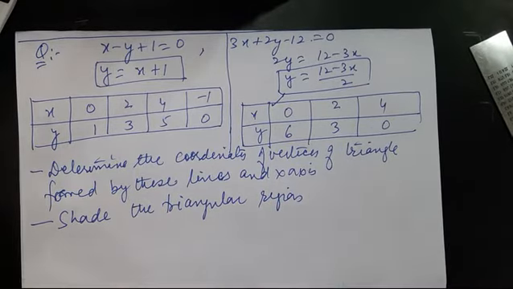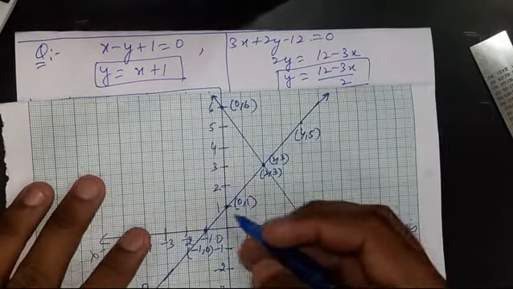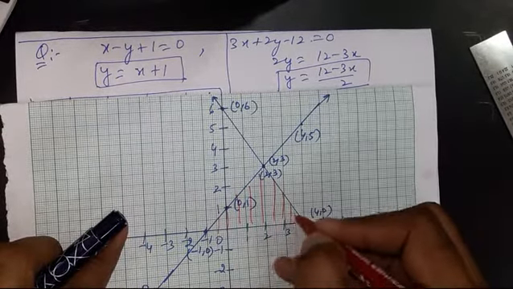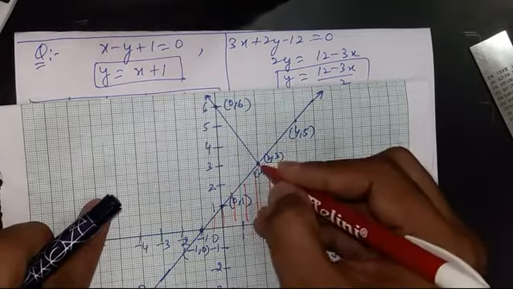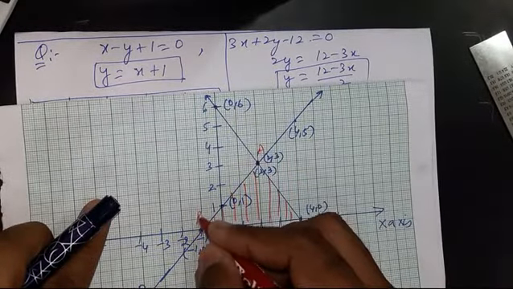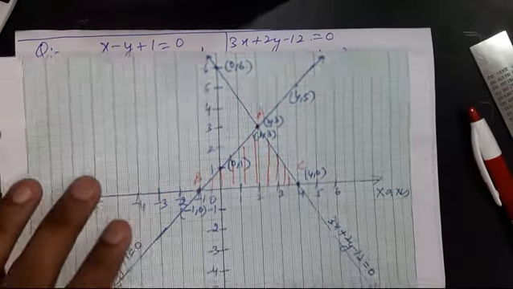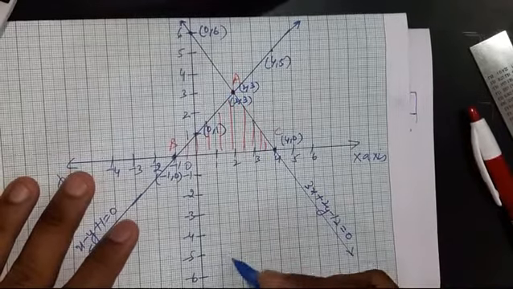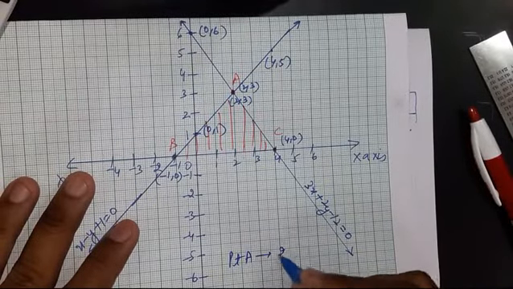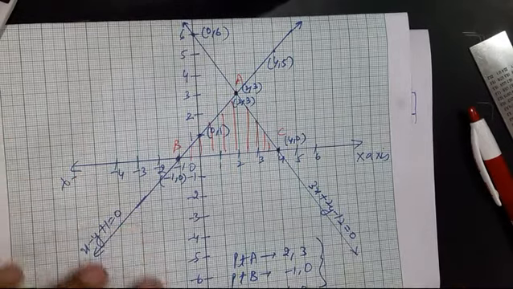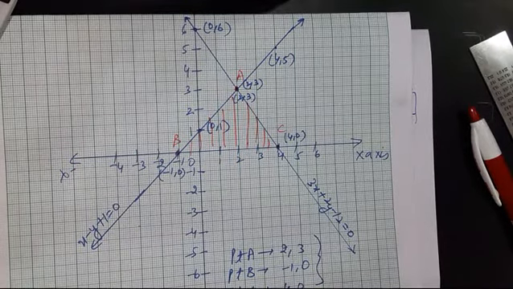So what you can do is you can find out the 3 vertices. As you can see, this is the triangular region. This one, the shaded portion, is the triangular region here. Got it? These are the points A, B and C, as you can see here. So point A is 2 and 3, point B is minus 1 and 0, and point C is 4 and 0. This is the complete solution for this question.